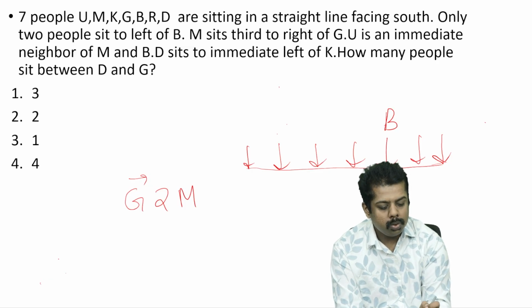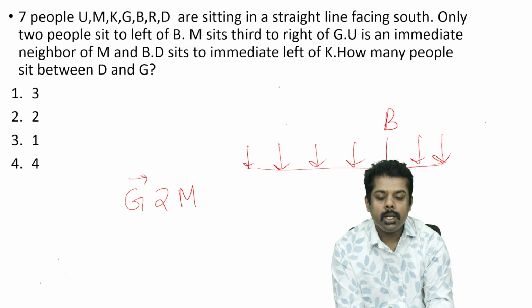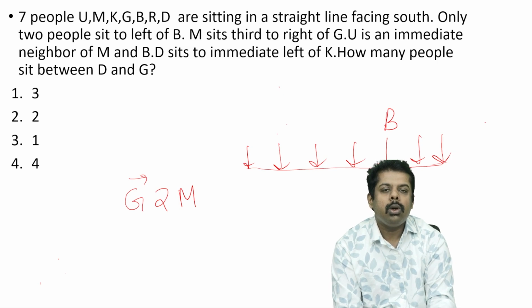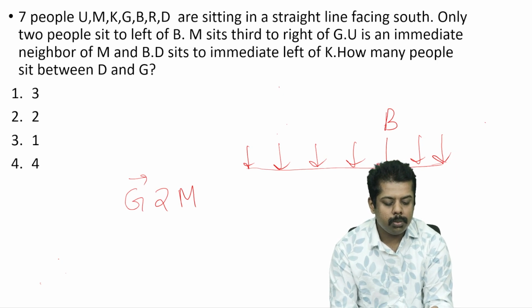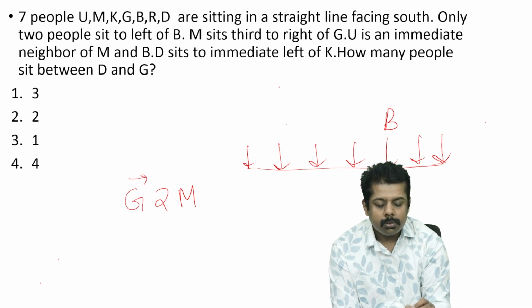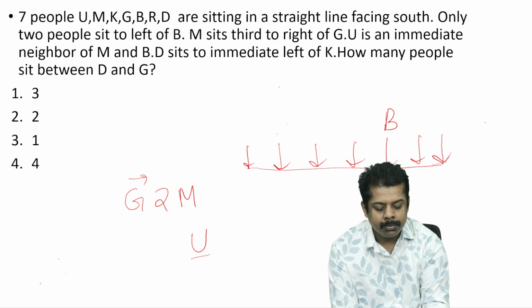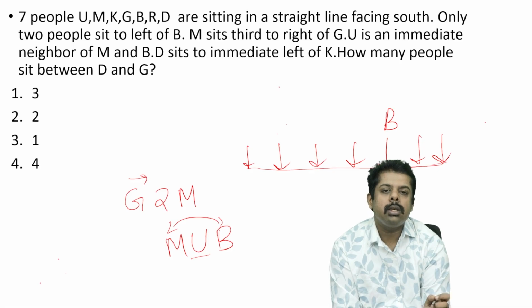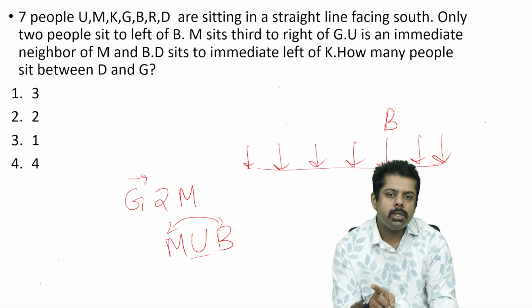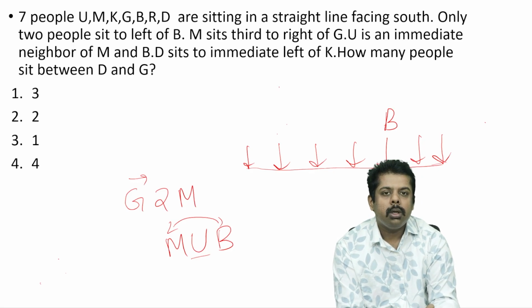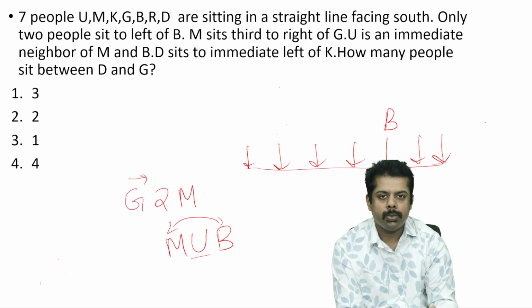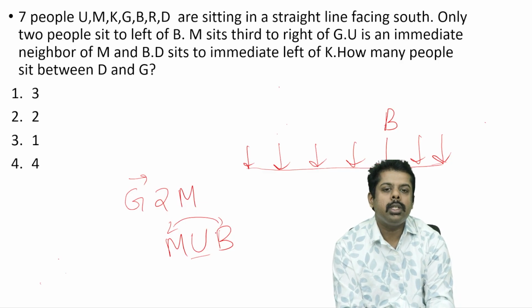Now going to the next point: U is an immediate neighbor of M and B. We can note that down as well. U is a neighbor of both M and B. We can note this point in this fashion: this arrow basically means that the positions of M and B could be changed, but U is in the middle of both of them. So we have noted that point there.